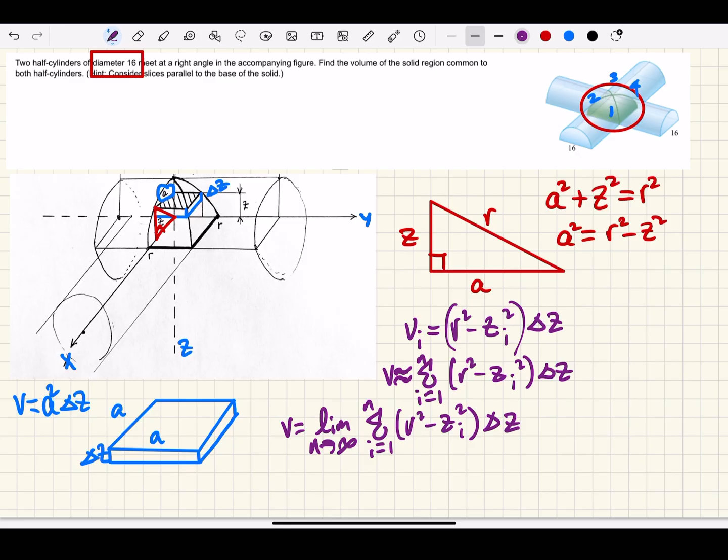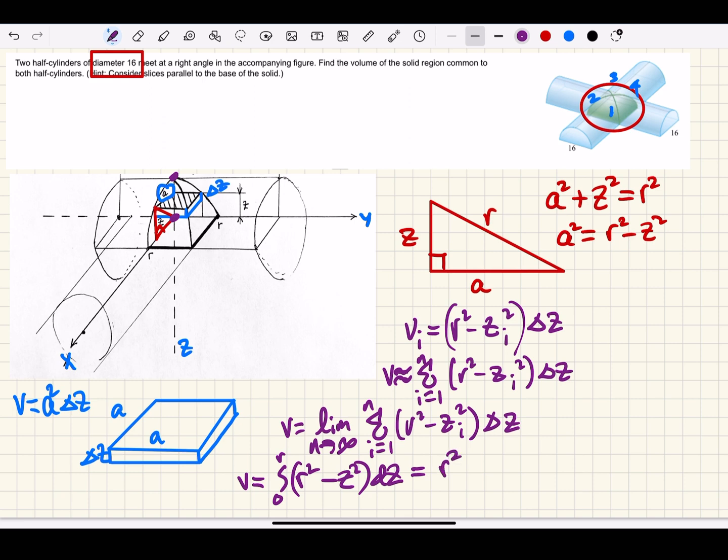Now, what we need to do is decide, well, where does this stacking begin and where does it end? So from the bottom to the top, the stacking would start laying on the xy plane where z would be 0. And then it would continue on up to where z would be equal to the radius of these half cylinders. So in order to express this then as an integral, we would have the volume equal to the integral from 0 to r, the radius of the half cylinders, r squared minus z squared dz.